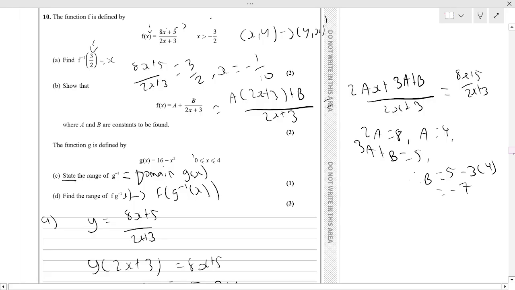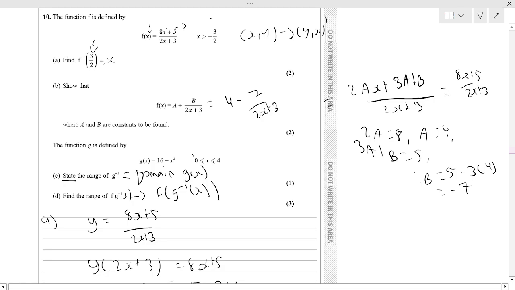But then that asks us for part B. Remember, part B, this simplifies to 4 minus 7 over 2x plus 3. Now, between x is 0 and 4, which is what our range is, remember, because g inverse has this domain.